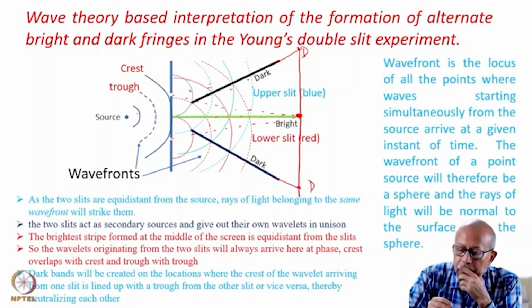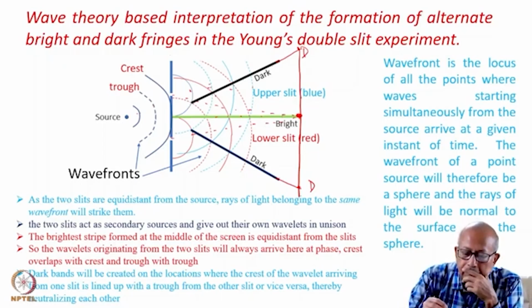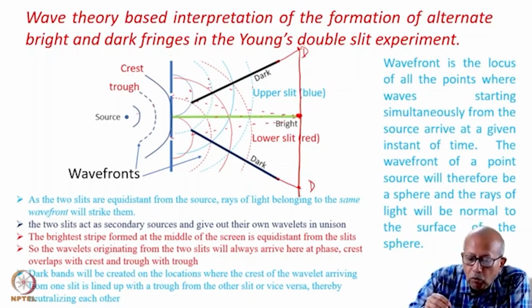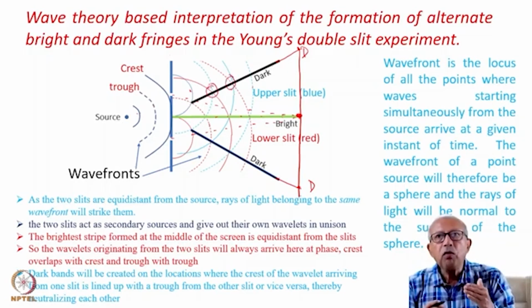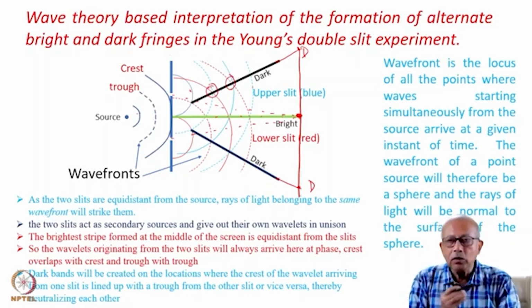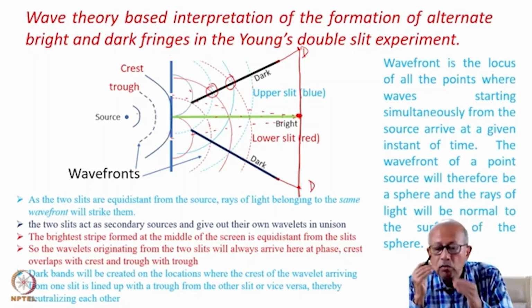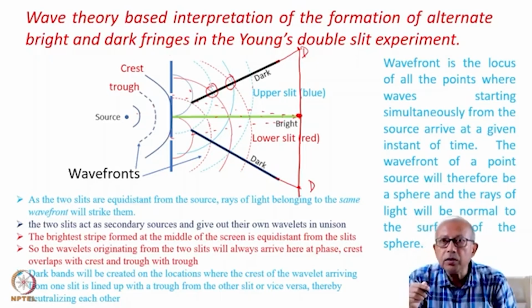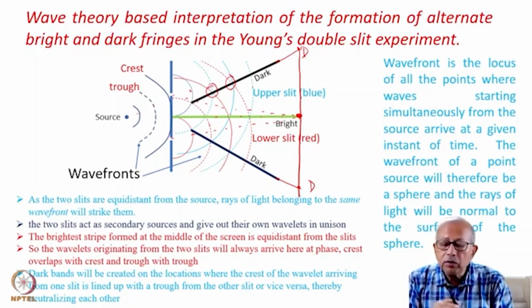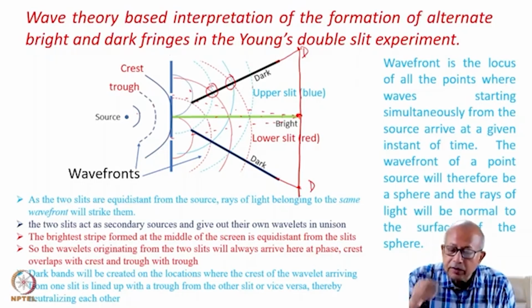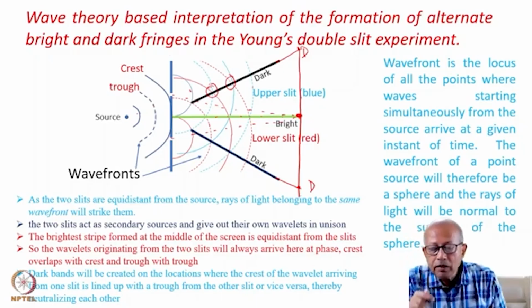Now, on this line, you would see the crest of one slit meets with the trough of the other slit. So the crest of one here lines up with the trough of the other, and vice versa. So that means they will annihilate each other. There will not be any energy at this region. There will be conservation of energy, of course. So the energy of the dark actually appears as the intensity of the bright.